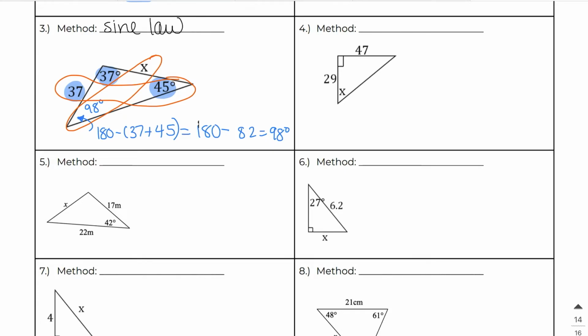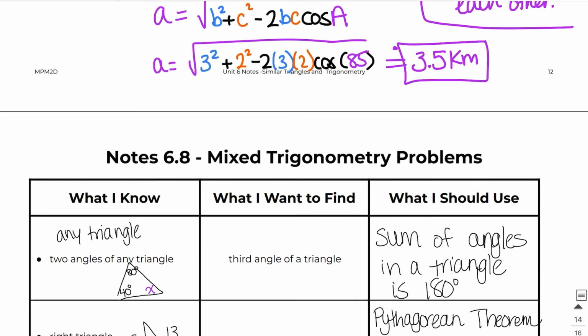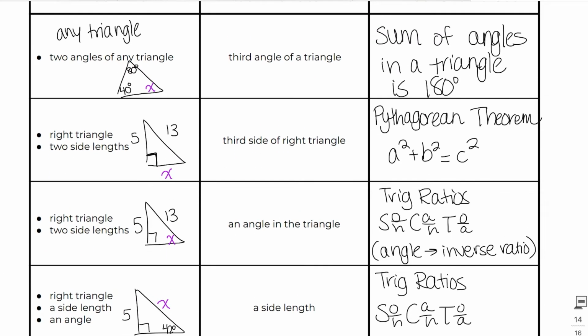All right, in our next one, we are given that we have a right triangle right here. So the fact that this is a right triangle is going to help us. We're also given 2 side lengths, and we're trying to find a missing angle. So let's go to our list right here. We're not asked to find a third angle of a triangle. We do have a right triangle, and we are given 2 side lengths, but we're not trying to find the third side of the triangle. We have a right triangle and we're given 2 side lengths, and we're trying to find an angle in the triangle. So this is the one we're going to use.